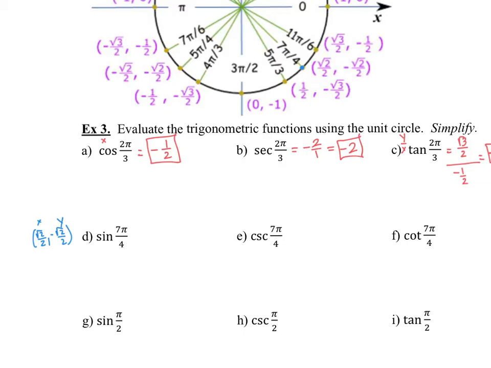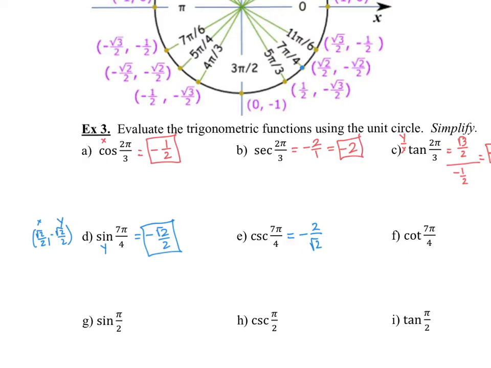Okay, so if I want the sine of 7 pi over 4, I want the y value. So that's just -√2/2. Okay, the cosecant of 7 pi over 4 is going to be the reciprocal of the sine value. Since I already know the sine value, let's just flip that one.